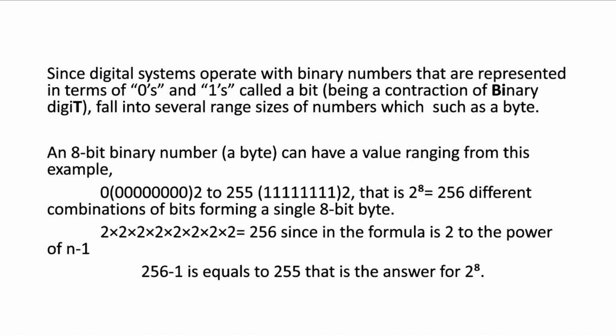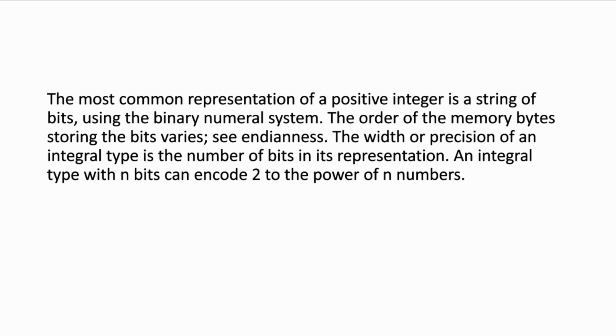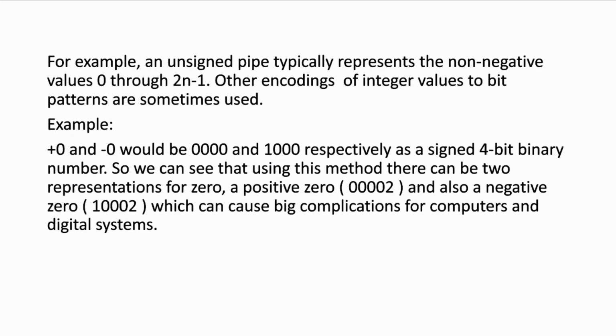The most common representation of a positive integer is a string of bits using the binary numeral system. The order of memory bytes storing the bits varies. The width or precision of an integral type is the number of bits in its representation. An integral type with n bits can encode 2 to the power of n numbers. For example, an unsigned type typically represents the non-negative values 0 through 2 to the power of n minus 1. Other encodings of integer values to bit patterns are sometimes used.